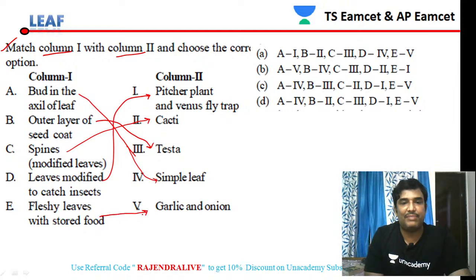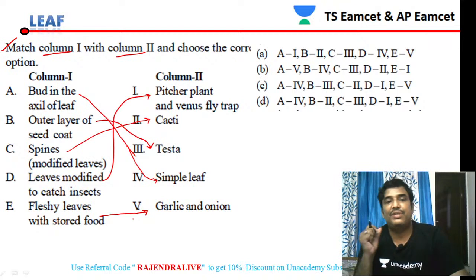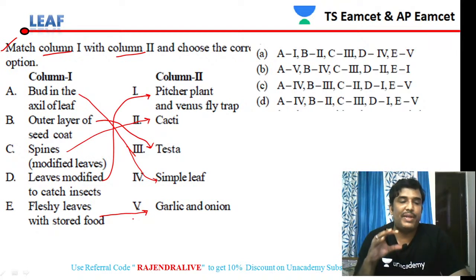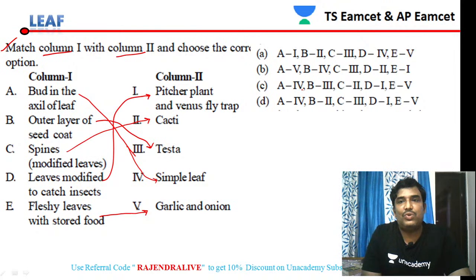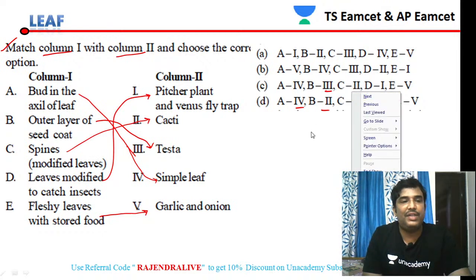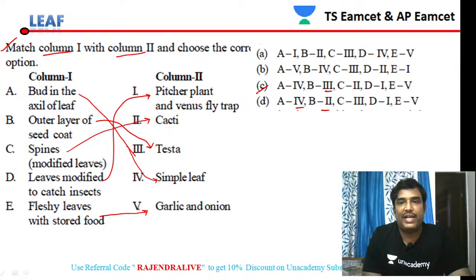We are discussing the same thing in today's class. The fleshy leaves of garlic and onion play an important role in storage of food materials. So based on that, let's see the option. A is 4, B is 3, C is 2, then D is 1. So option C will be our answer.